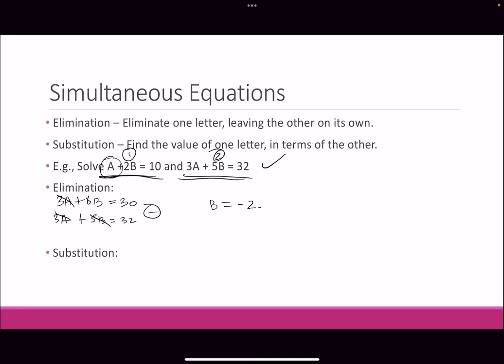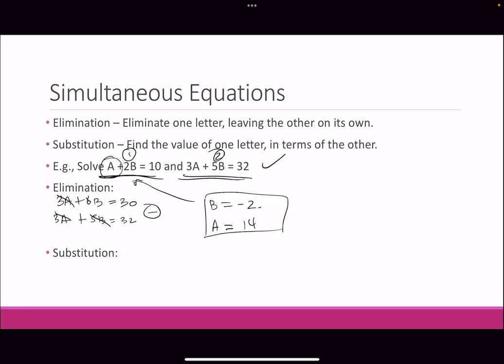Now if I sub b back into the equation to find what a is, a plus 2b, but 2b is minus 4 because b is minus 2. So a minus 4 equals 10. So a should equal 14. Now, I should get the same answers with substitution.